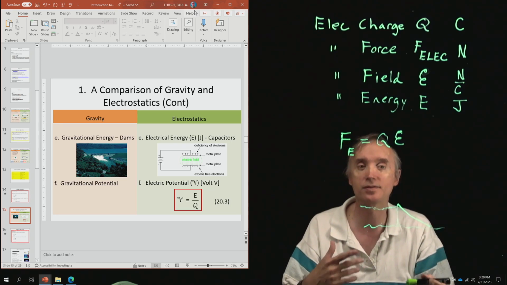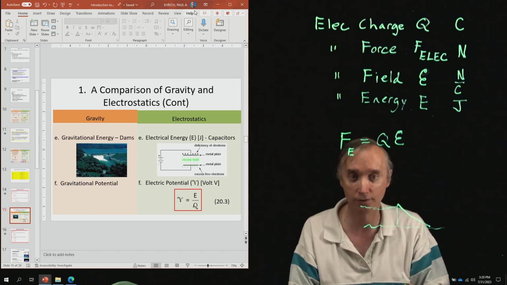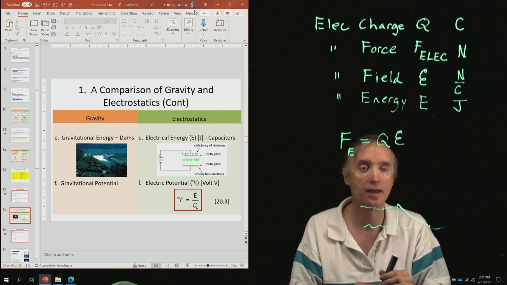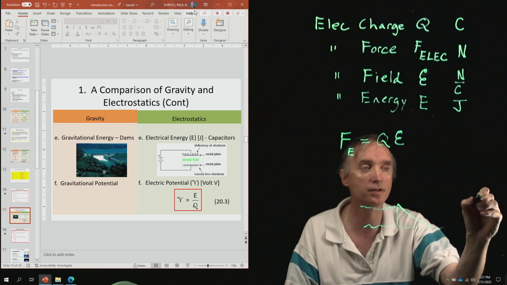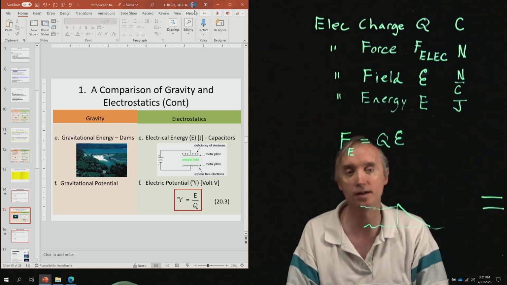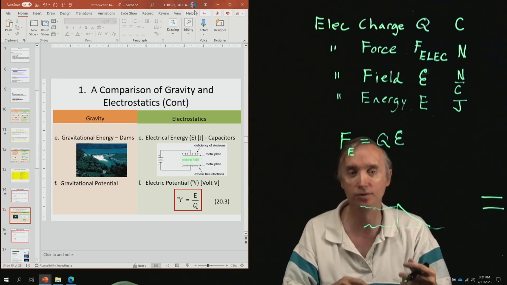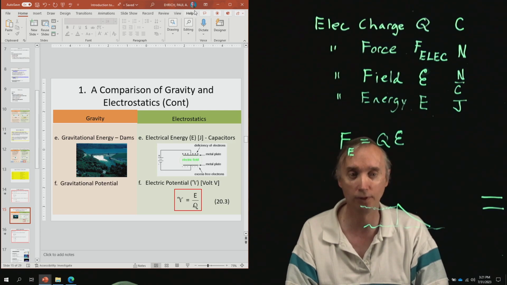So what would be a similar device that would store electrical energy? This is going to be called a capacitor. And a capacitor, all it is, is two parallel plates. Sounds like a test question, doesn't it? So be able to explain what a capacitor is. It's going to be two parallel plates.